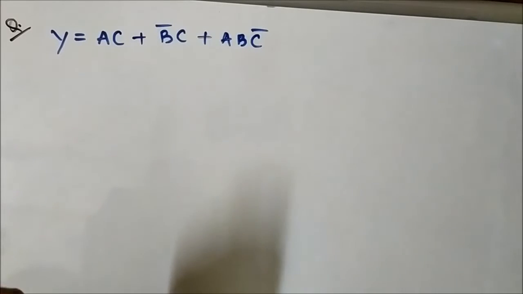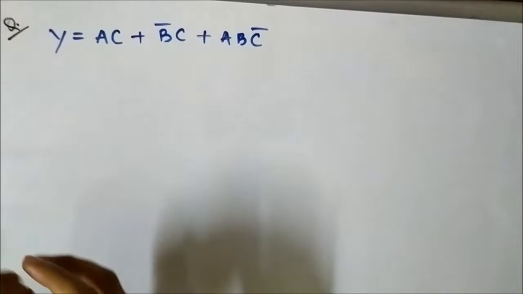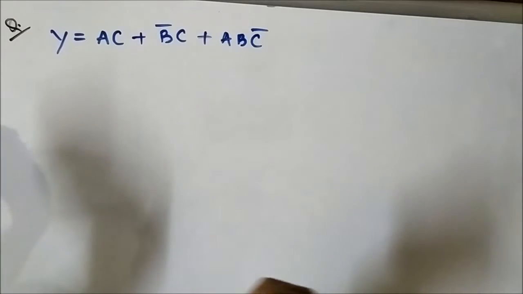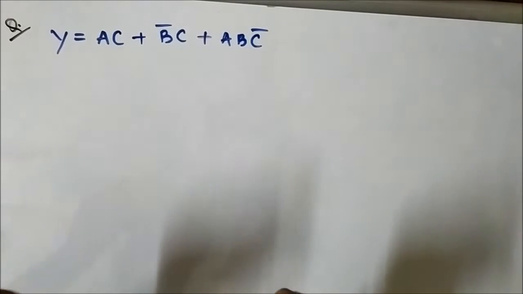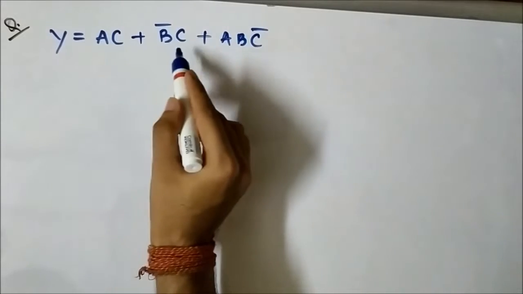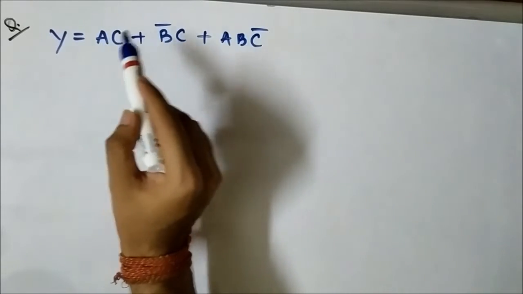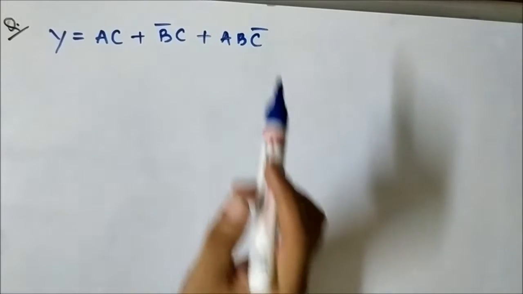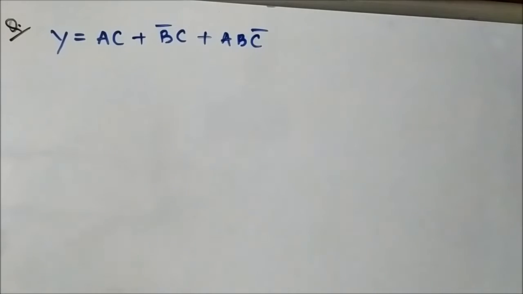Hello friends, so again here we are with another Boolean expression which we have to implement using NAND gates. Okay, so this expression consists of three variables and also three terms: AC, B bar C, ABC bar. Three terms and three variables. Now we have to implement it using NAND gates.